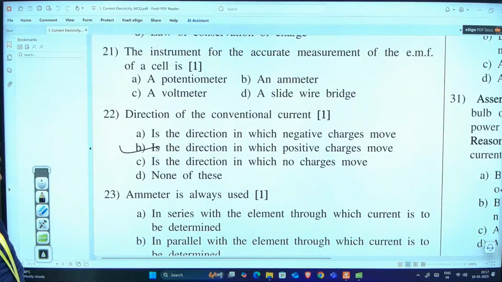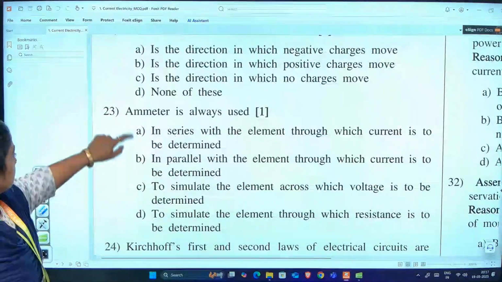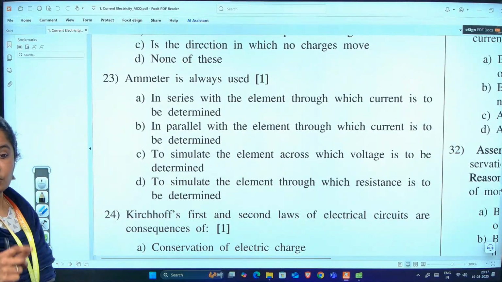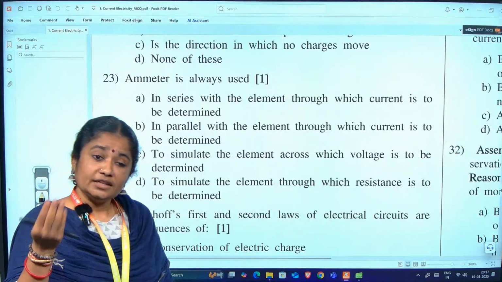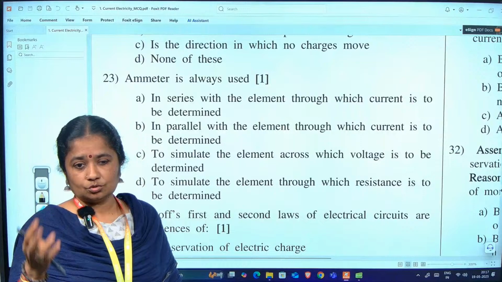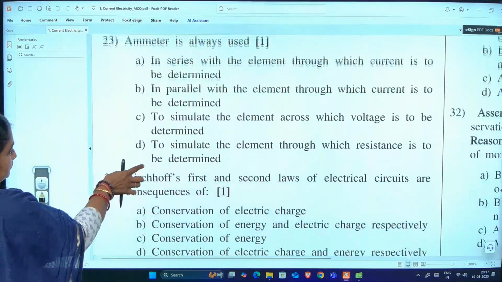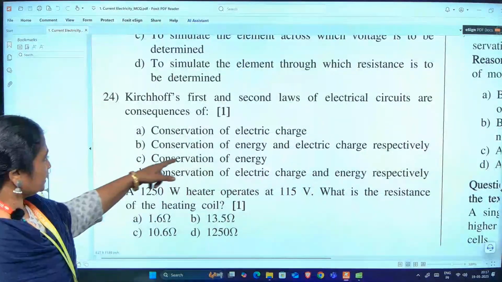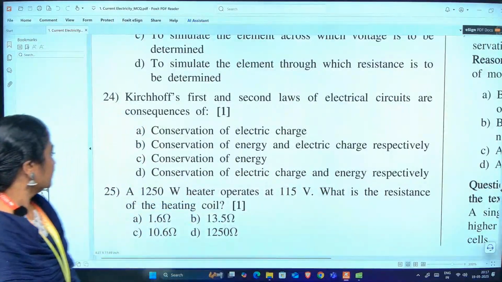Ammeter is always used in series with the element through which current is to be determined, not parallel. Only in series will the current be the same, and moreover the ammeter's resistance is very low. If we put it in parallel, it becomes even lower. High current will pass through the ammeter and destroy the instrument. Kirchhoff's first and second law of electrical circuits are consequences of conservation of electric charges and energy respectively.